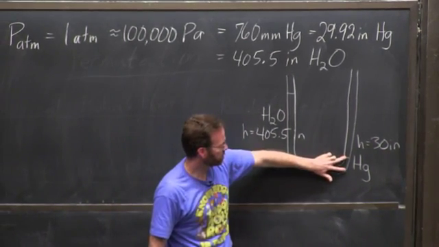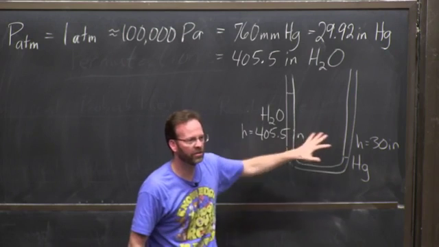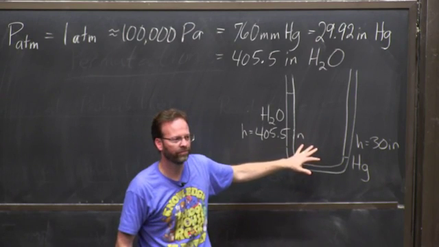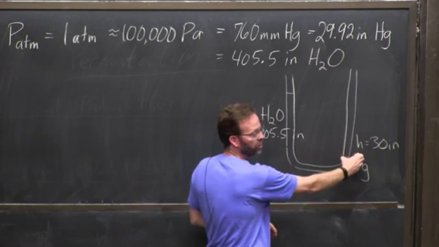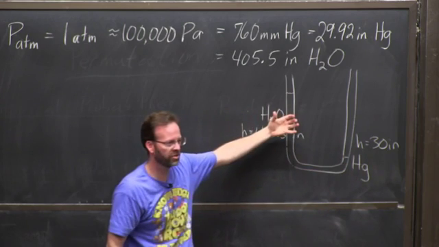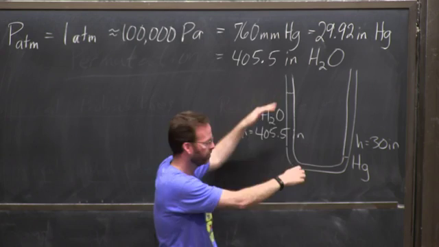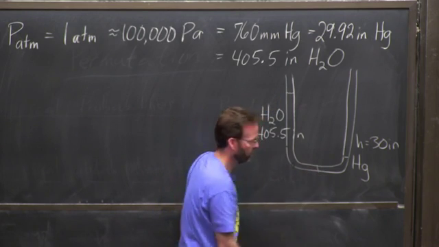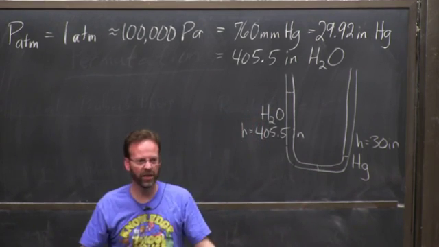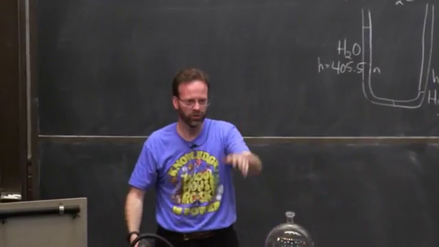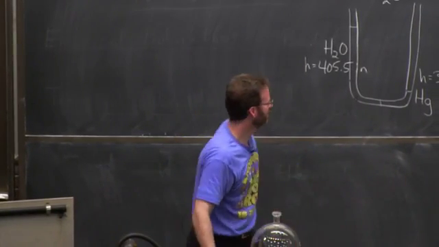Why is this so much smaller? This would be balanced. Do you believe me? If you had 30 inches of mercury over here, it would balance 406 inches of water over here. And they would come to an equilibrium, meeting in the middle somewhere. Do you believe me? Good, thank you for nodding. I'm not trying to trick you.